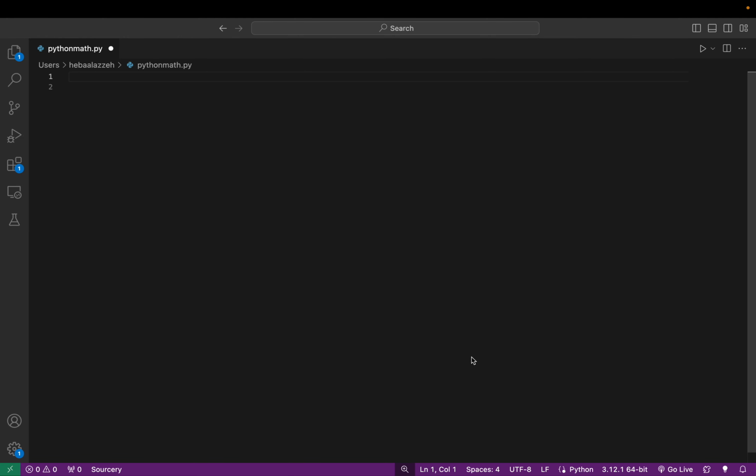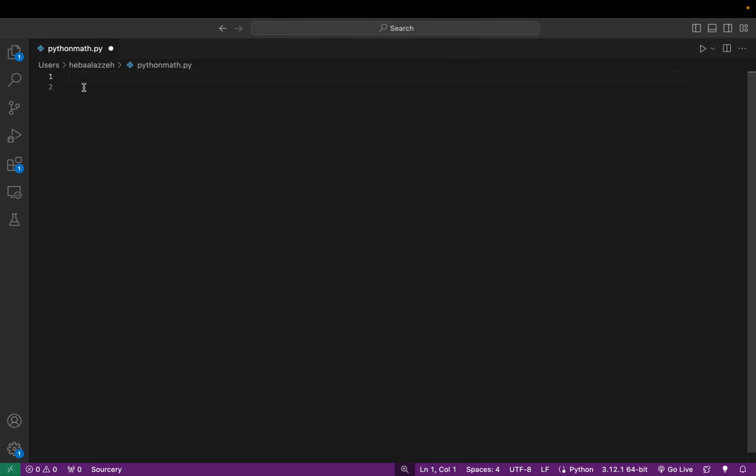Hello everyone. Today we're going to see how we can solve a quadratic equation using Python. So to start off, open up your Python IDE and create a new script. In my case, I'm using VS Code and I just named this script pythonmath.py, and the .py just indicates that it's a Python file.